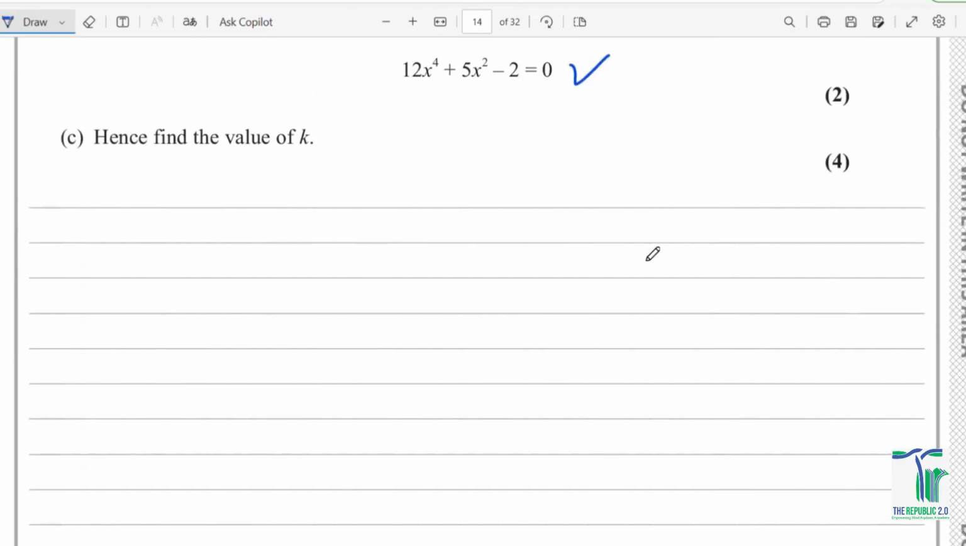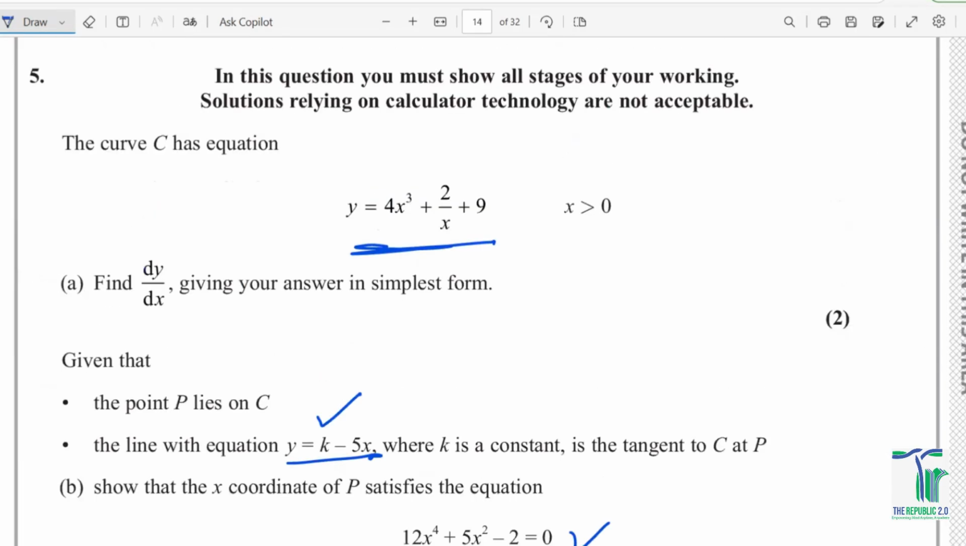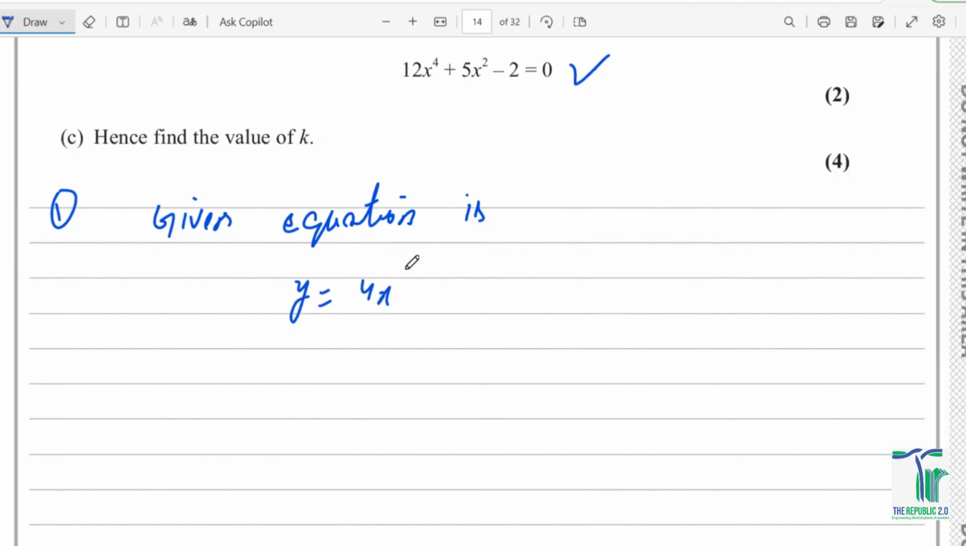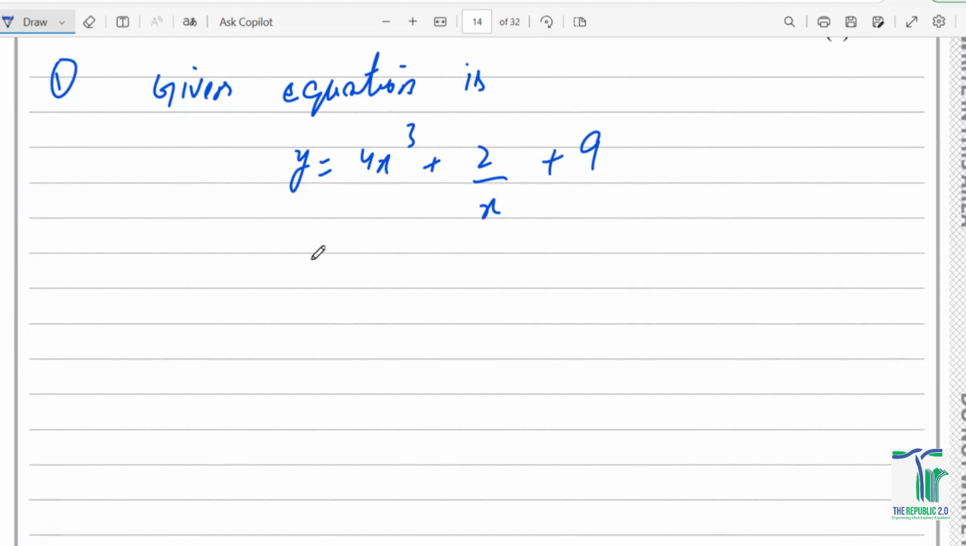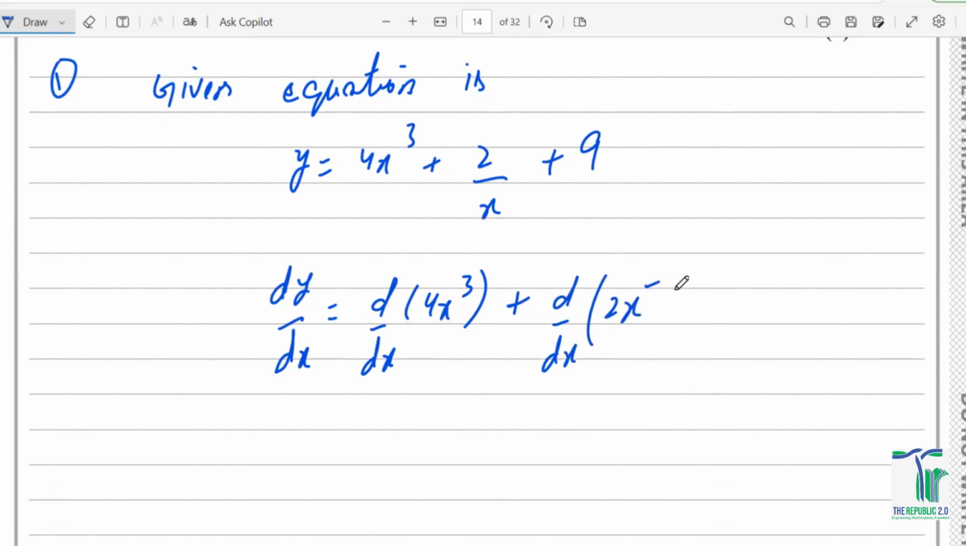So first of all, in question number 5, I've got the given equation, and the given equation is y is equals to 4x cube plus 2 upon x plus 9. So I just need to differentiate it to get myself dy upon dx. I can write it like d upon dx times 4x cube plus d upon dx 2 to the power of x minus 1 plus d upon dx times 9.